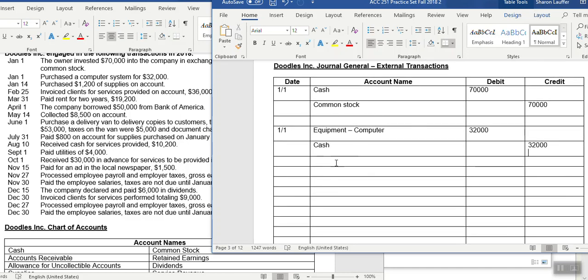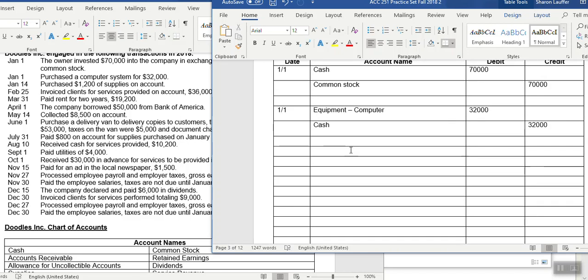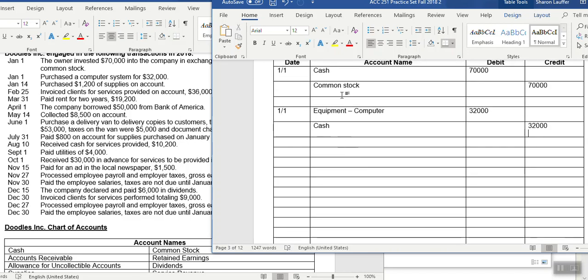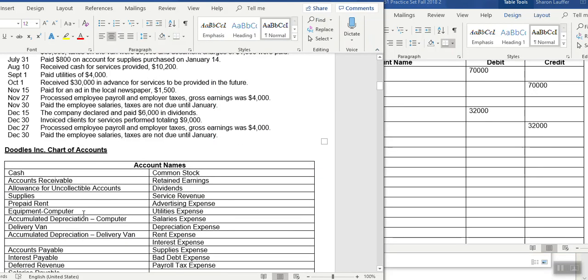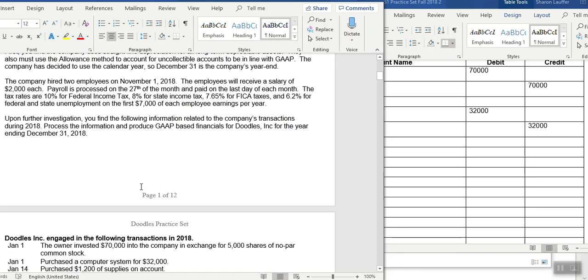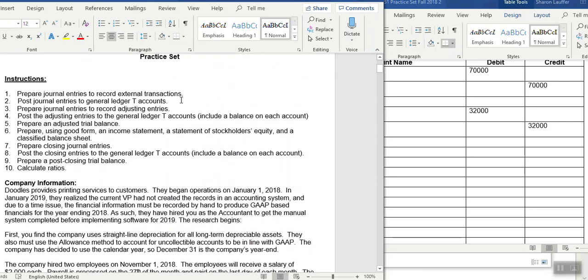But I would skip a line. If you need to add more lines, you can do that. But skipping a line just makes it easier when you go back to post. So you're going to go through each of these journal entries like that, putting in those amounts and using these account names. And once you get that done, that would be your step 1.